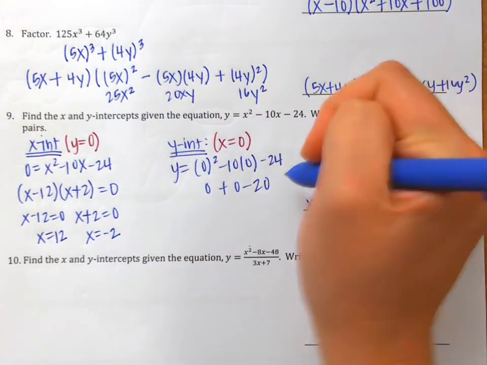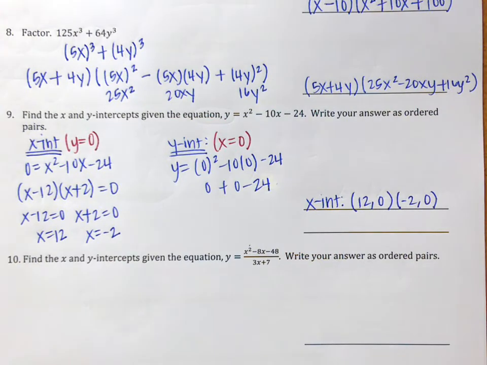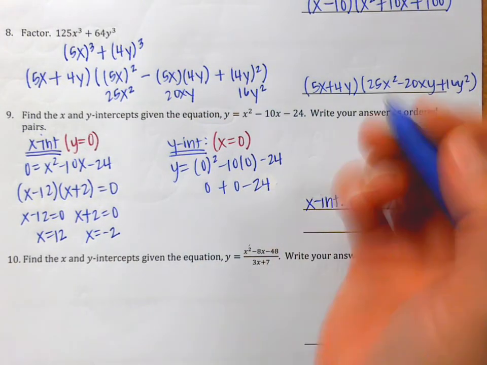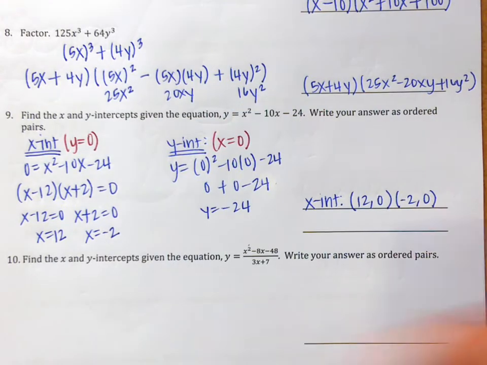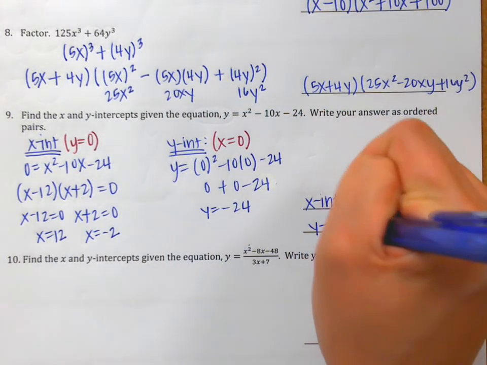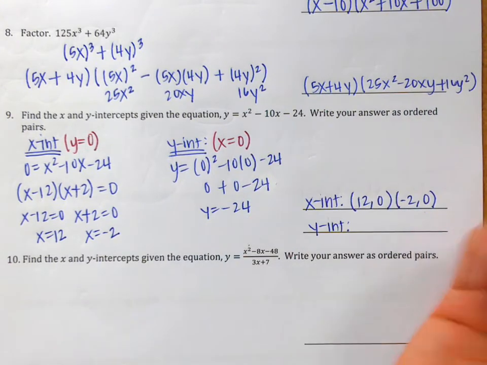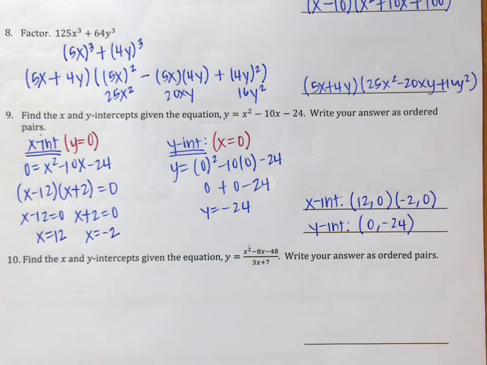Minus 24. Okay, so that just gets me negative 24 for my y value. Then to write that as an ordered pair, we know the y is equal to negative 24, and we know the x is equal to 0. So it'd be 0, negative 24.